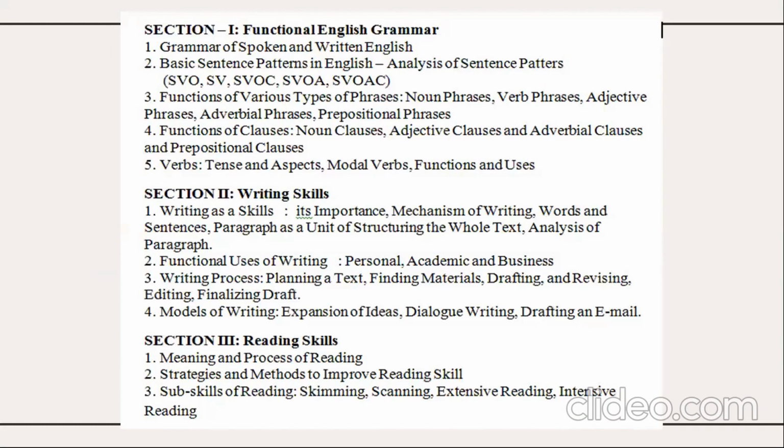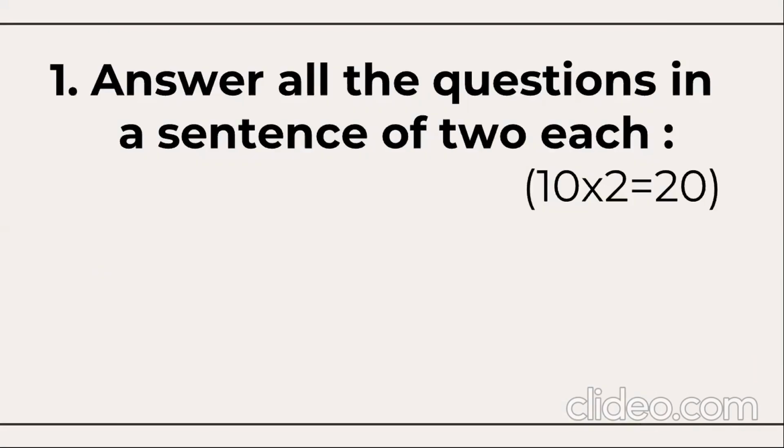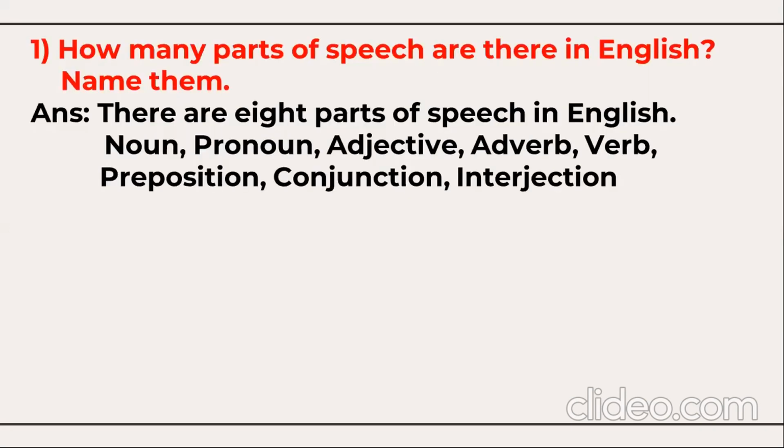There are three sections. First section, functional English grammar. Second one, writing skills. And the third one is here, reading skills. Now, part one of the question paper has 10 questions and each question is for 2 marks. So totally, part one has 20 marks. The 20 marks questions. Question number one.